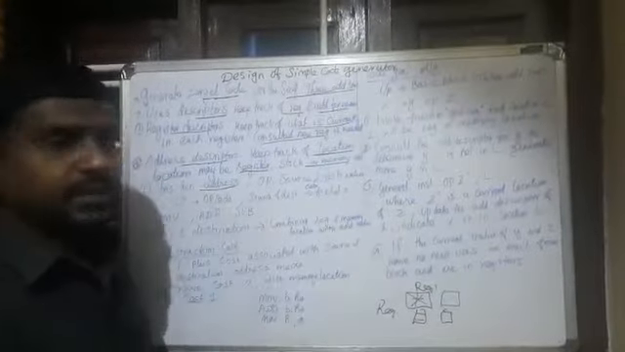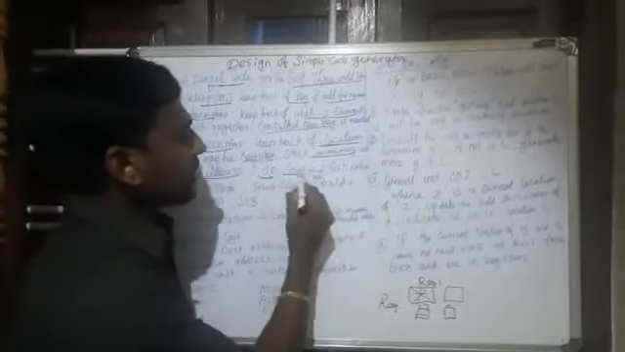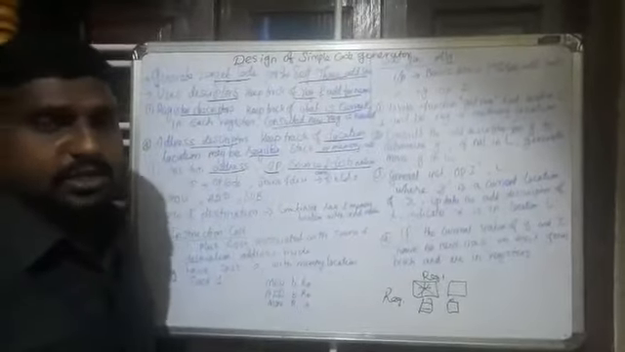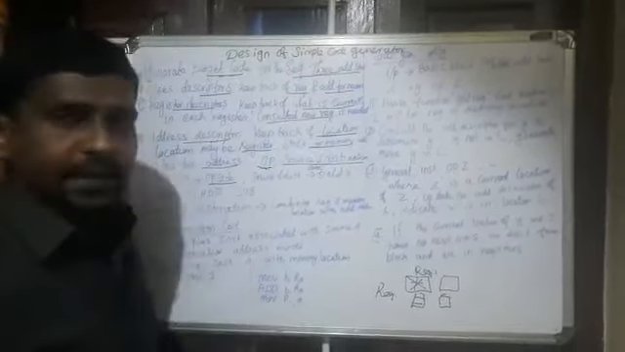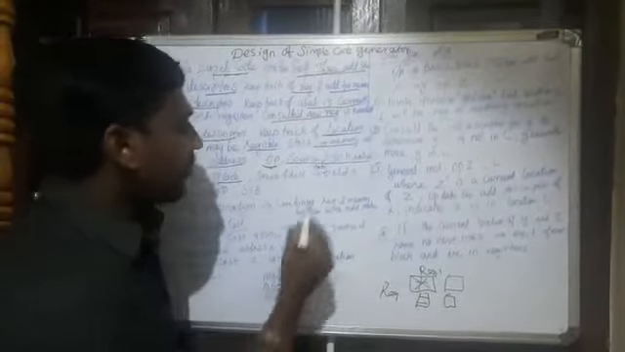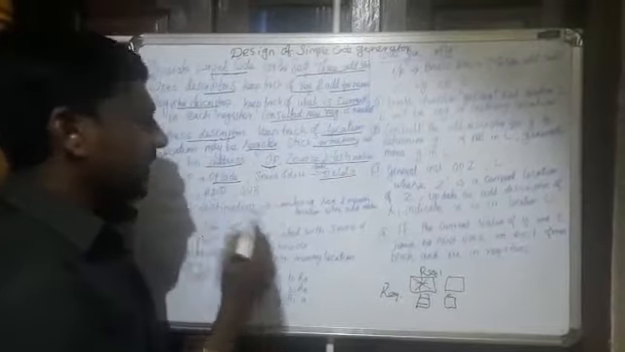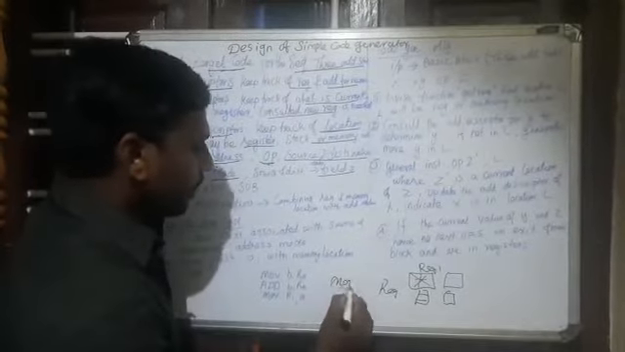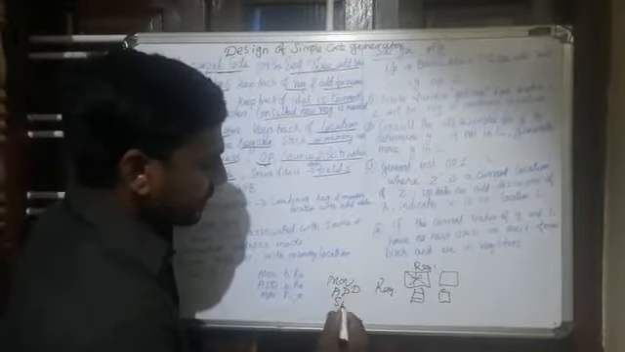It has two addresses, that means the instruction uses opcode, source and destination. Op stands for opcode, and source and destination stand for data fields. For example, move, add and subtract.